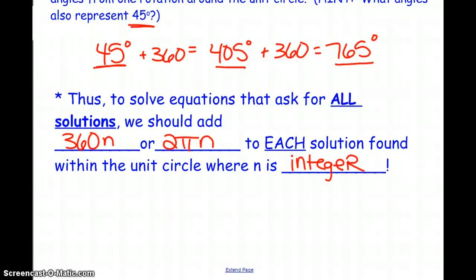Another way, instead of writing n as an integer, we have a notation that says n is contained in this little e, which means in the set of integers. We write that big capital Z, and that tells me n is an integer. So let's try one example with this all solution idea. Let's look at example 6.